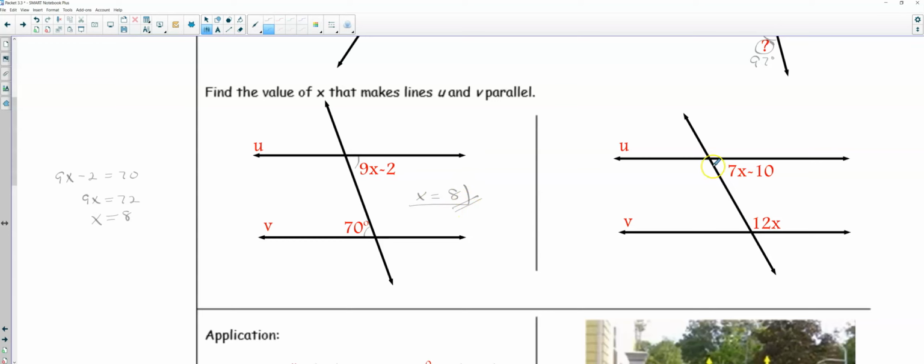Okay, we have another one here where we are given 7x minus 10 for this angle and 12x for this angle. Well, what do I know? They are consecutive interior angles, or same side interior. And we know that same side interior are supplementary, so that I could say that 7x plus, or I'm sorry, minus 10.